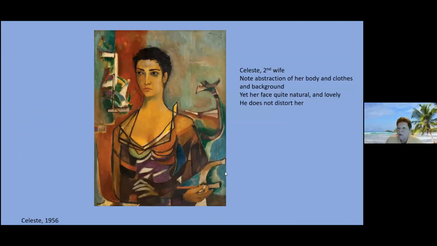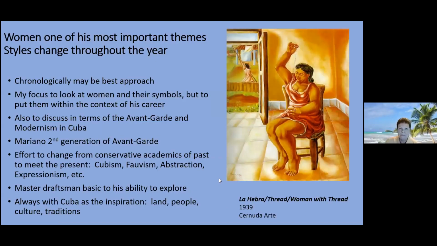Celeste was his second wife. And I think this is a really nice image of Celeste from 1956, because here you can see how the style changes in the 50s as the background becomes much more abstract, her body and her clothes. Yet her face is quite natural and lovely. He does not distort her, just the background.